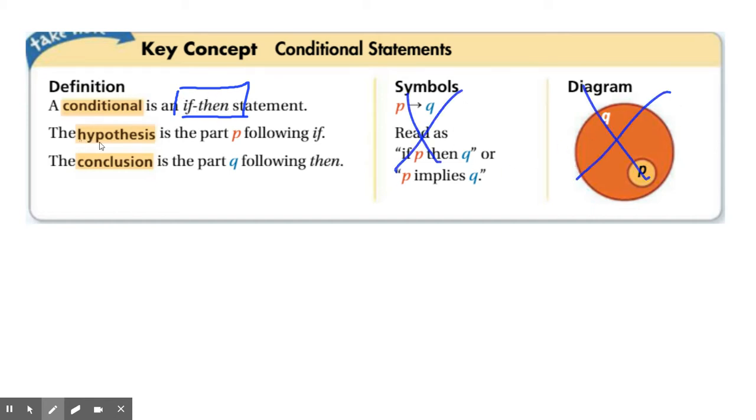So there are two parts to a conditional. The first part is called the hypothesis. It's the part following the if. The second part is called the conclusion, and it's the part following the then.